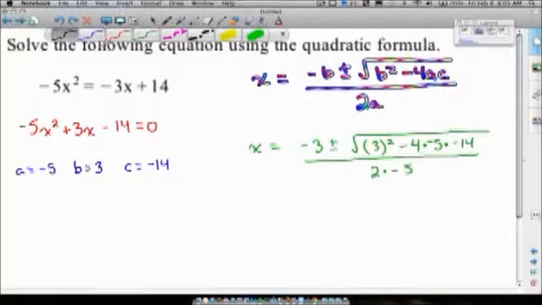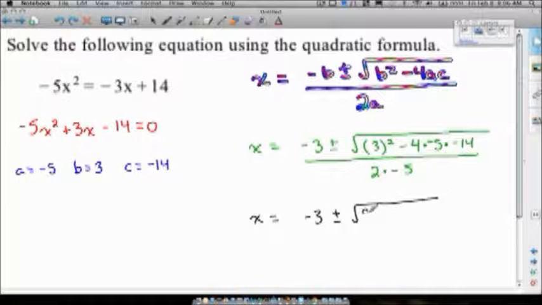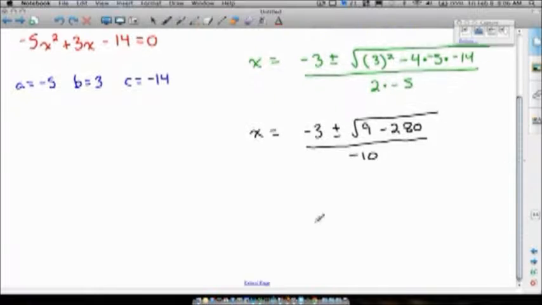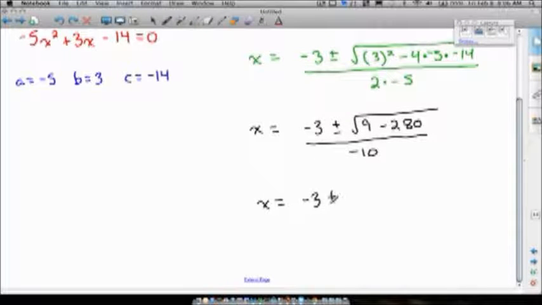Now, doing a little bit of math, let's crunch these numbers. We have -3 plus or minus the square root of 9. Now, -4 times -5 times -14. Look at all the negatives in there, so make sure you watch them. -4 times -5 times -14 gives us -280. And this is all over -10, because we took 2 times -5 down there. And keeping on, we have x equals -3 plus or minus the square root of 9 minus 280. That gives us -271 all over -10.